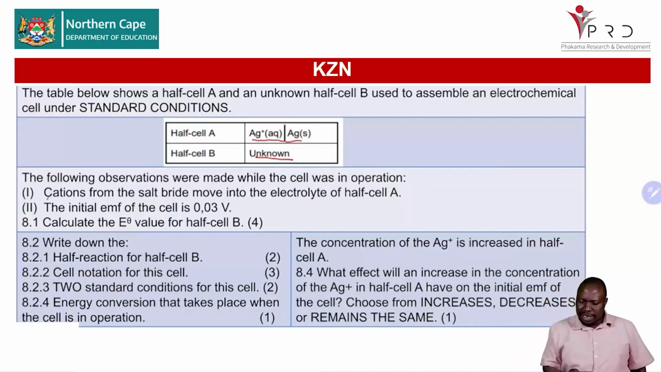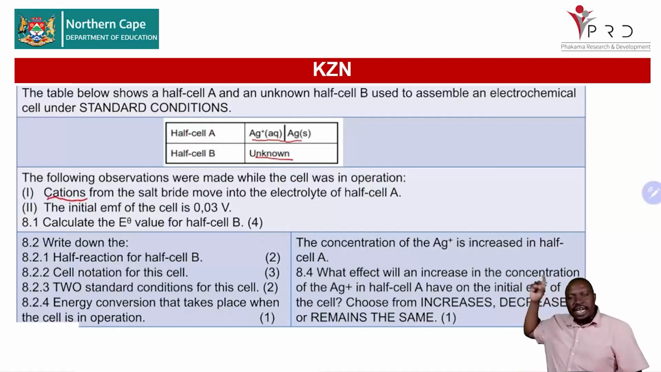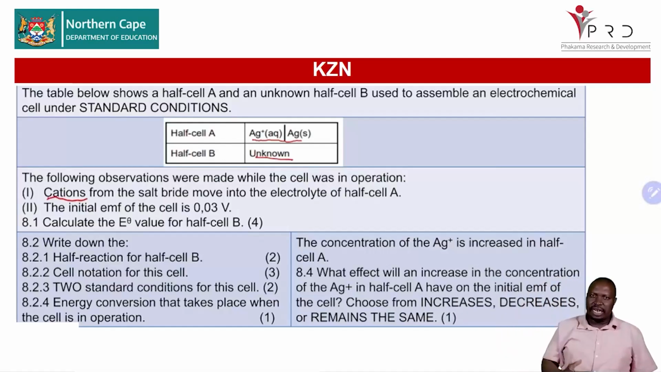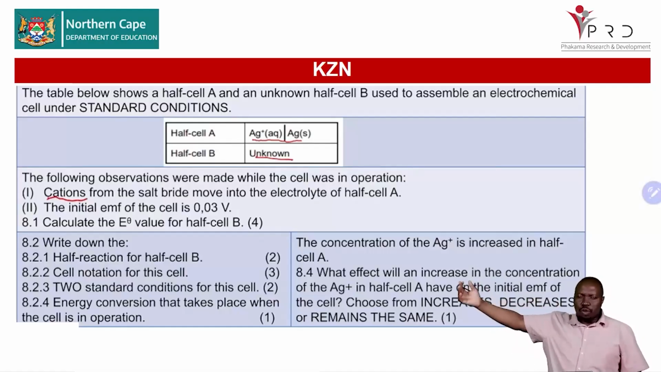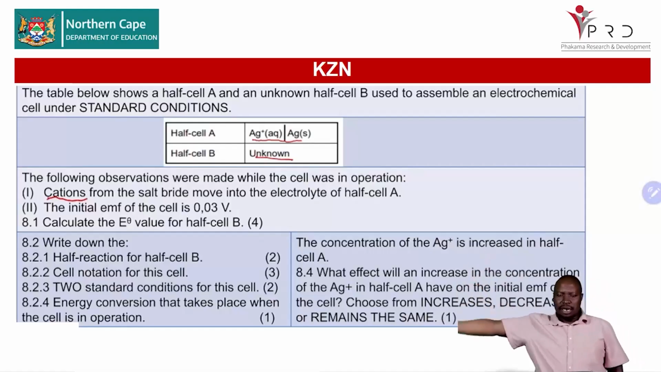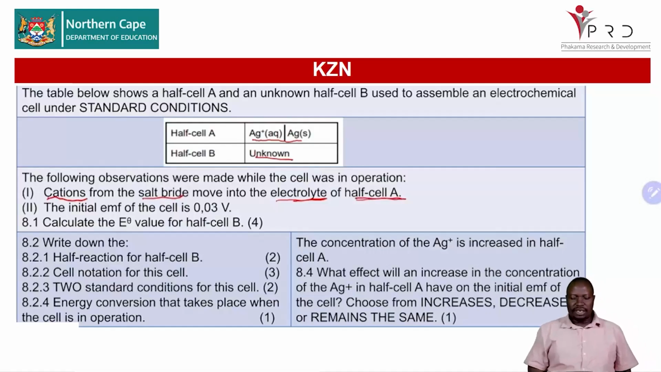The cations. Immediately when you see cations, you are saying that this flows always to the cathode. I have overemphasized that the cations, because these are positive ions, will flow to the cathode in order to maintain neutrality. The anions, or the negative ions, will flow to the anode to maintain neutrality. So in this case, we are saying our cations from the salt bridge, yes, we said the ions move through the salt bridge, will move into the electrolyte of half cell A. So you can see that, oh, cations move to the cathode.